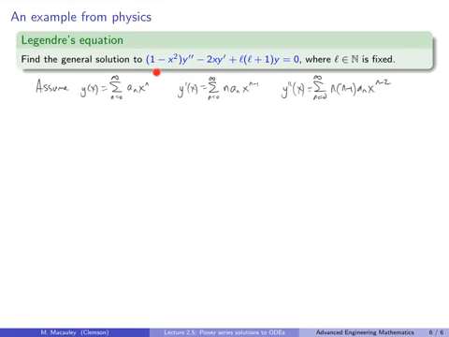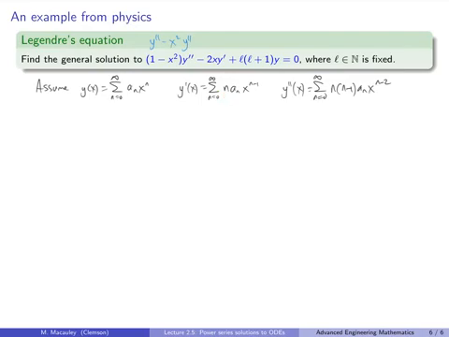I'm going to break this into two terms. So I'm going to write this as y double prime minus x squared y double prime. It's my experience that it's a little bit easier if we break these up. And often in the literature, you'll see these l's written as n's, but I'm calling them l's because I don't want to get confused with the dummy variable n that we're using.